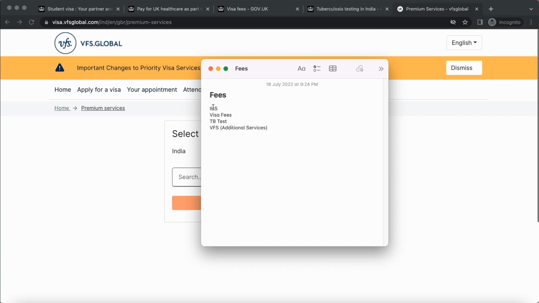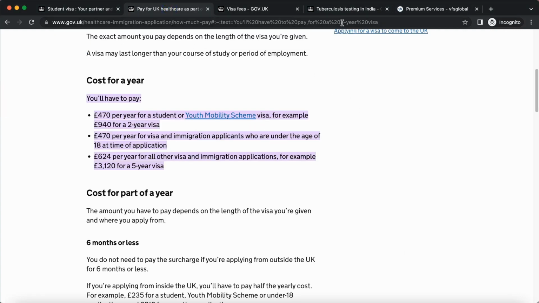So the first one is the IHS charges. If you come here, this is the website, and I'll be sharing these links in the description box. But if you come here, you can see the cost for 1 year is £470 per year for a student or youth mobility scheme visa. This is only 470 per year for visa and immigration applicants who are under the age of 18, and 624 per year for all other visa and immigration applications, right?